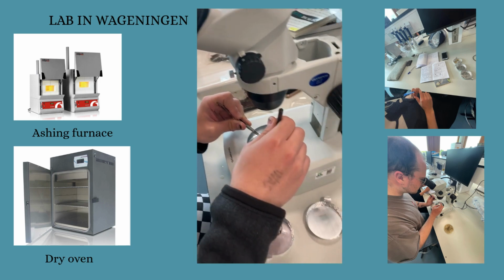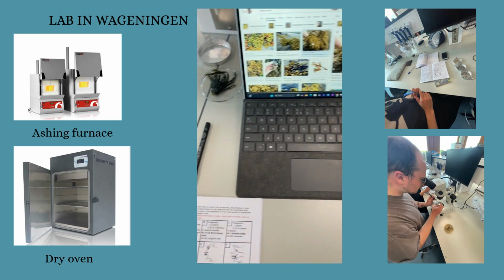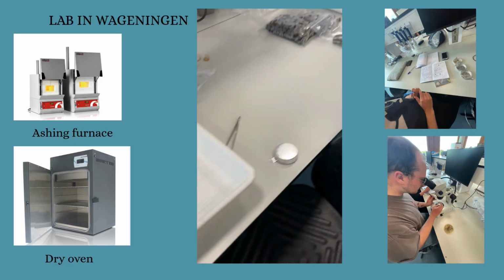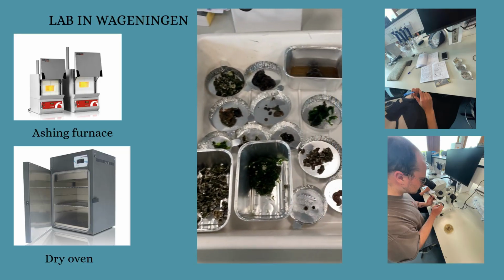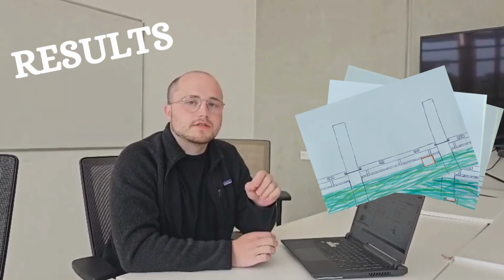Afterwards, we put the mussels and the oysters in the ashing furnace at 550 degrees. This oven is used to burn all organic matter, to get a clear picture of the actual biomass of the mussels and oysters. As explained before, we took our samples at 3 different depths. This gives us 3 conditions.